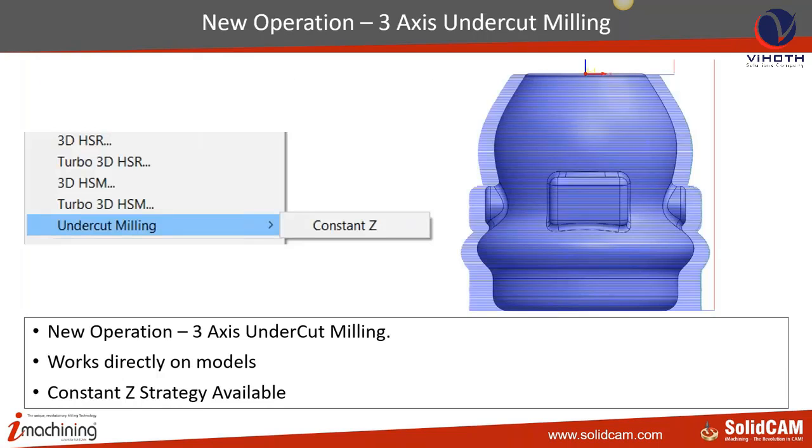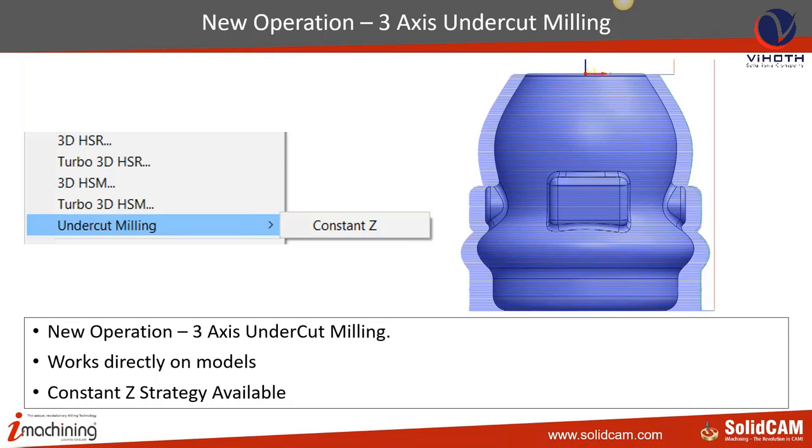A new operation, 3-axis undercut milling. It's a simple constant Z machining where you can just provide a model to it, and the cutters accepted are slot end mills or the lollipop end mills. Either of them can be given as a cutting tool, and SolidCAM will go in all those areas where the tool can reach. It doesn't matter if it's straight or it's an undercut.